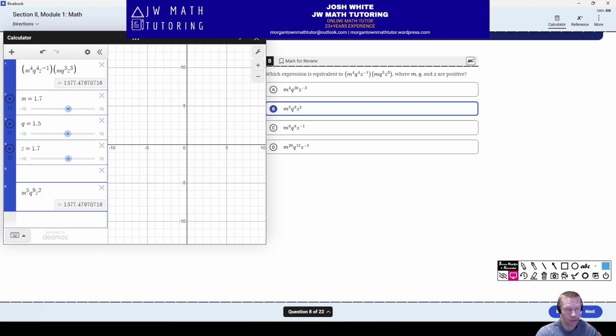Now, you don't just leave all these at 1. You move them to something other than 1, because if you leave them all at 1, then the answer will just be 1 and they would all work, okay? So you do need to make sure you move the sliders to a number other than 1, if you're going to use this method.